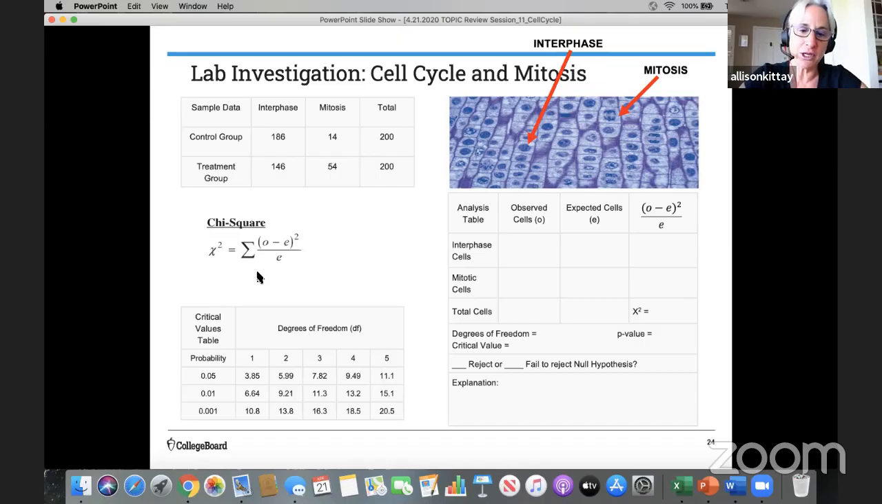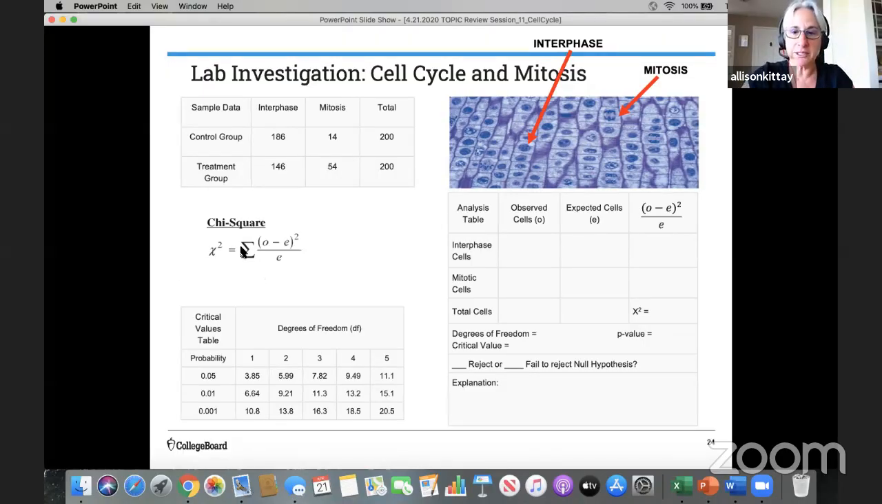Okay, so for the degrees of freedom, we have 2 categories, interphase and mitosis. Minus 1 gives us a degree of freedom of 1. Now, the probability that we're going to use is 0.05. We use this because our bar of goodness of fit is 95%. So we're going to be 95% certain of whether or not we can accept our null hypothesis.